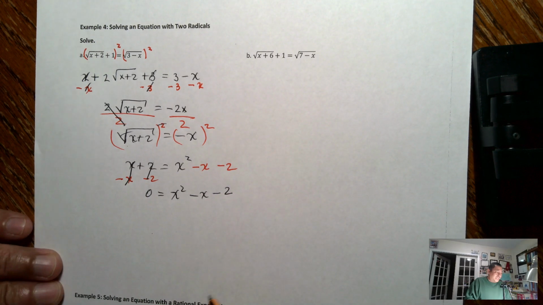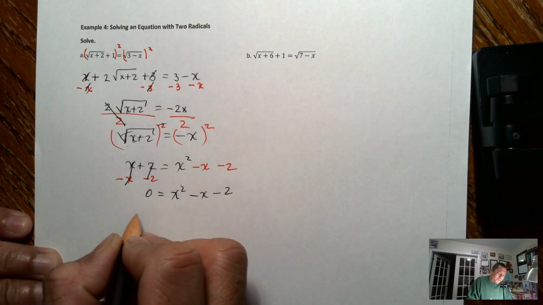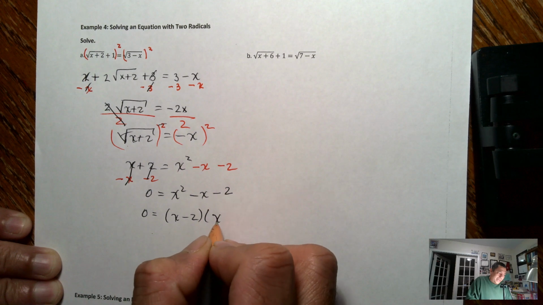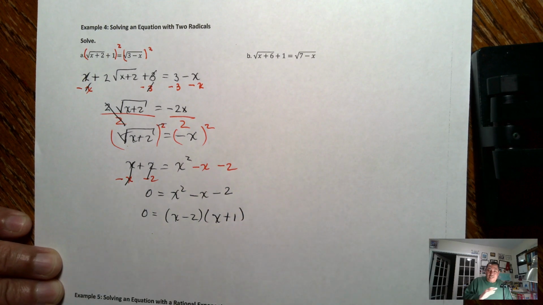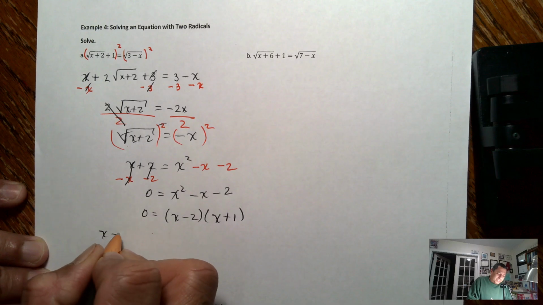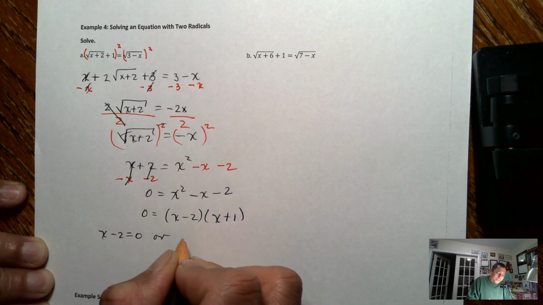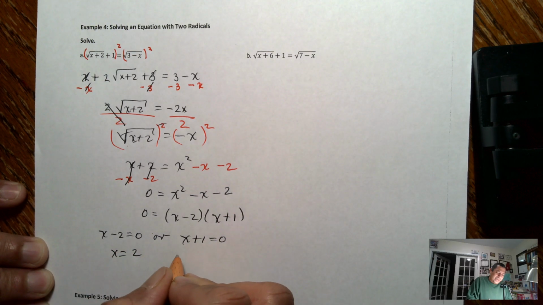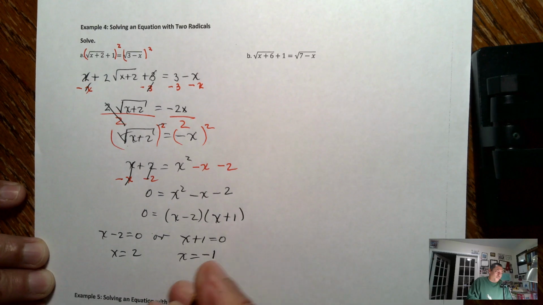We're going to factorize now. I have negative 2, negative 1, so I have 0 equals (x minus 2)(x plus 1). Zero product property: x minus 2 equals 0, or x plus 1 equals 0. So x equals 2 and x equals negative 1.